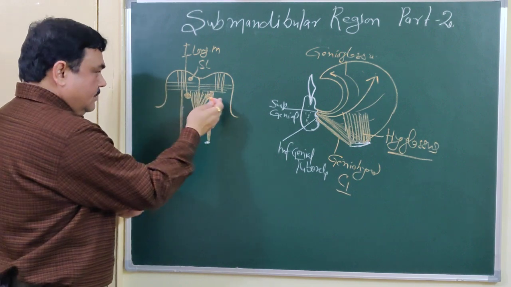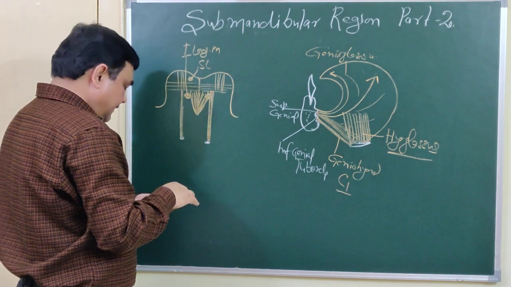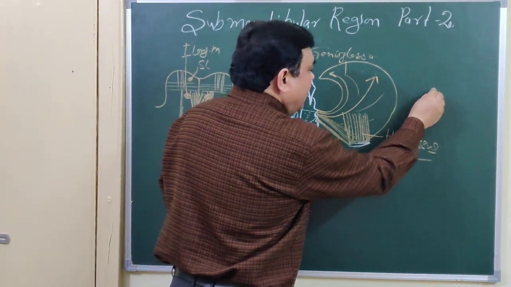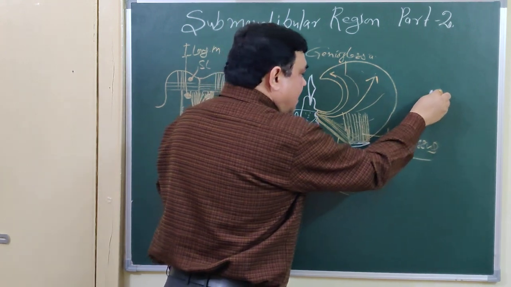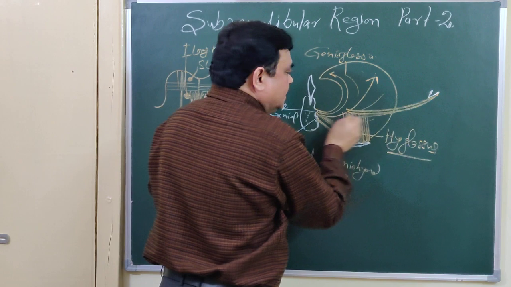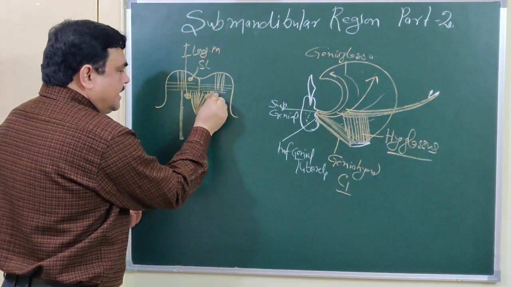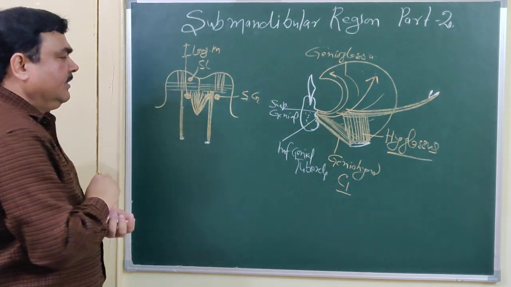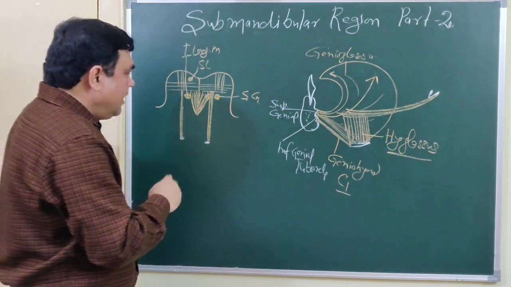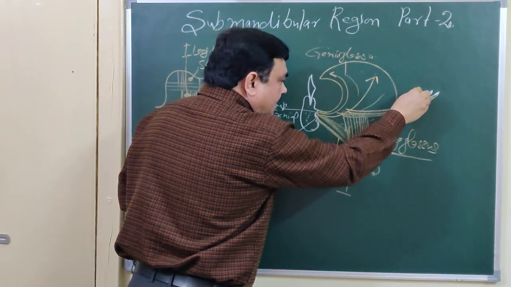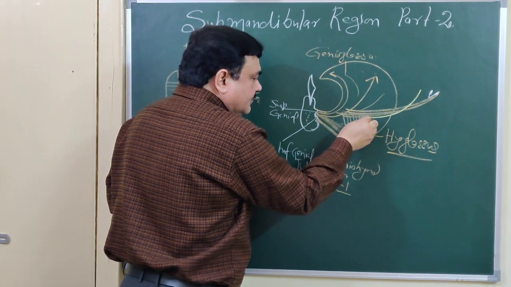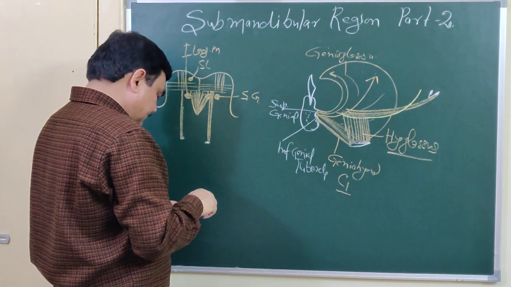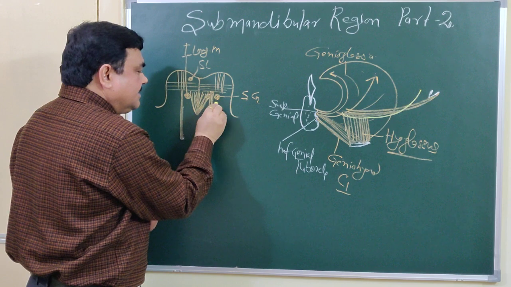And superficially, on the lateral side, it is related to one muscle. Here is the styloid process, and this muscle is the styloglossus muscle, which lies superficial to this. And another structure: one nerve crosses it. Here is the lingual nerve. It crosses this, and here is the position of the lingual nerve.